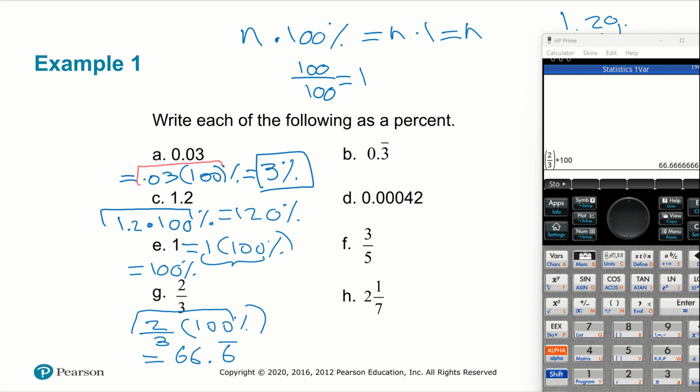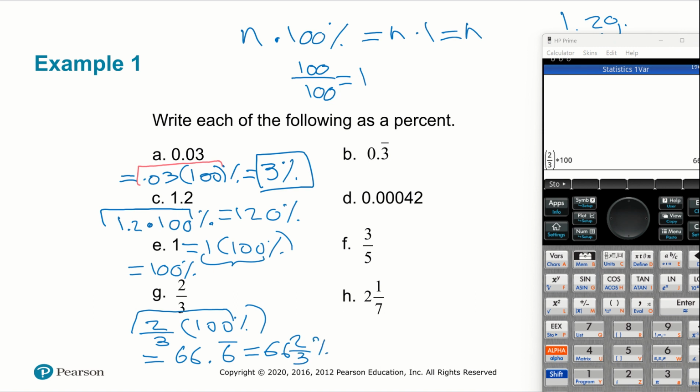Or if we want to work with fractions, for instance, or mixed numbers, we can hit the A B over C button. It gives us that. We can do better than that. We can hit it again, and it'll give us the mixed number version. So we can say this is the same as 66 and 2/3%.